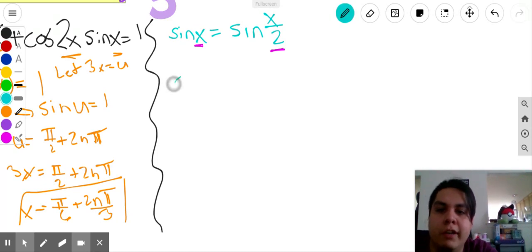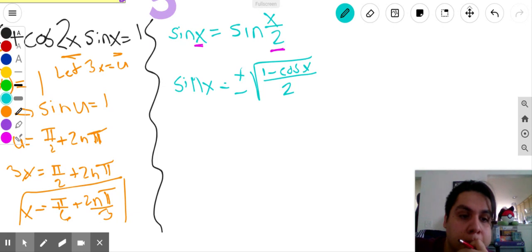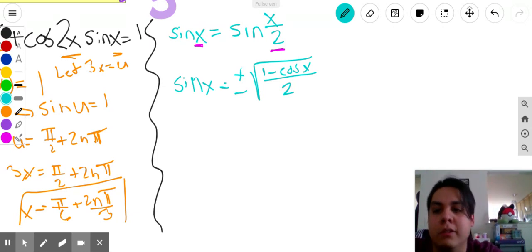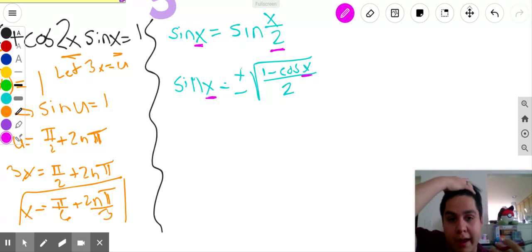And if I do so, I end up with sine of x equals plus or minus the square root of 1 minus cosine of x divided by 2. And I do this because now I have the exact same inputs. They're both just x's, no longer x divided by 2.